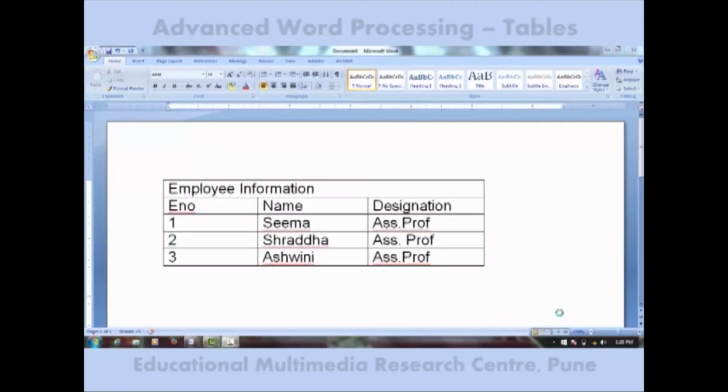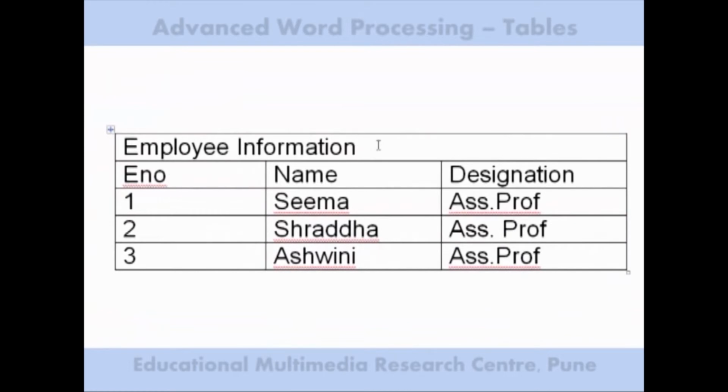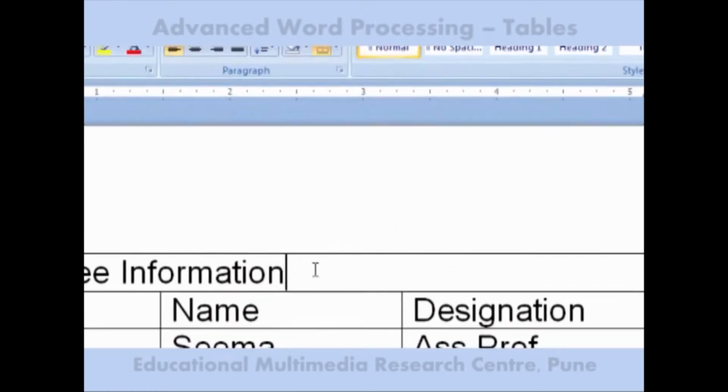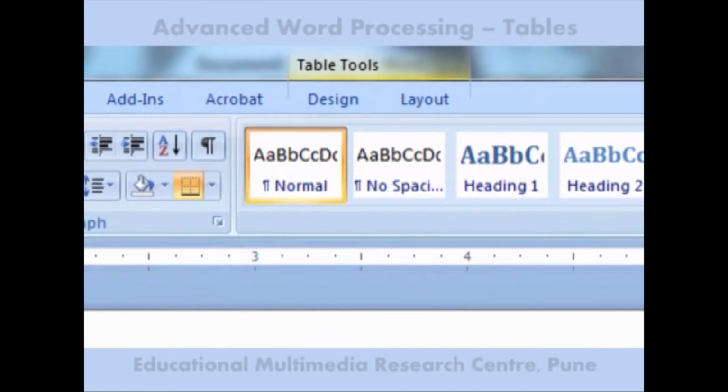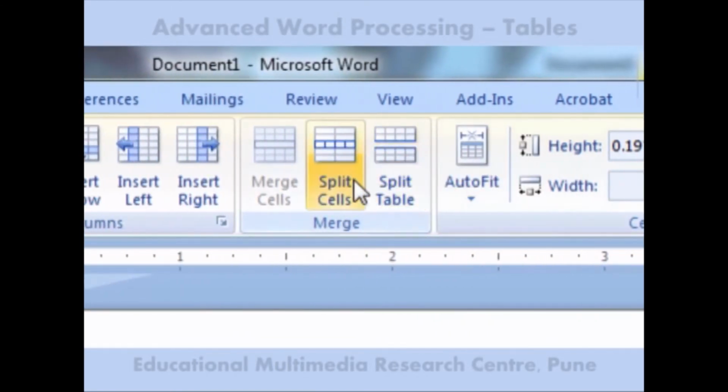Sometimes you will need to split a table cell into two or more subcells. Let us see how to split cells. Step 1. Bring your mouse pointer position inside a cell that you want to divide into multiple cells. Step 2. Now click the Layout tab and then click Split Cells button.